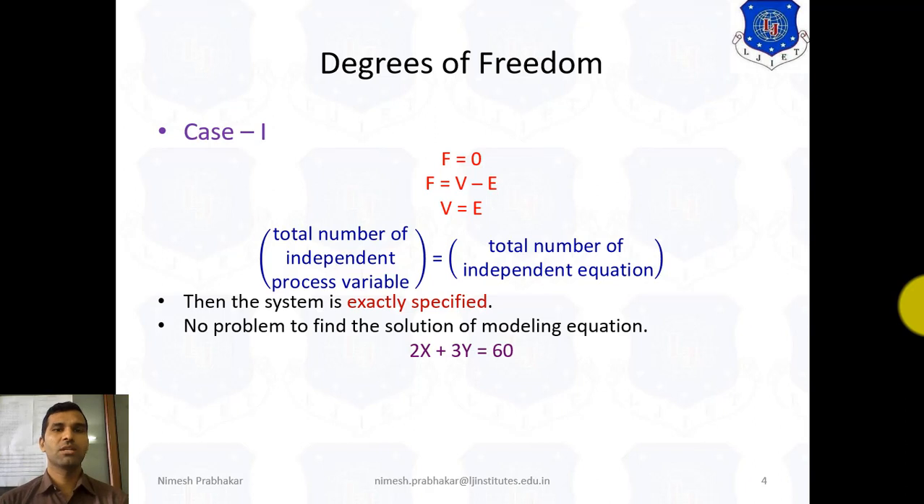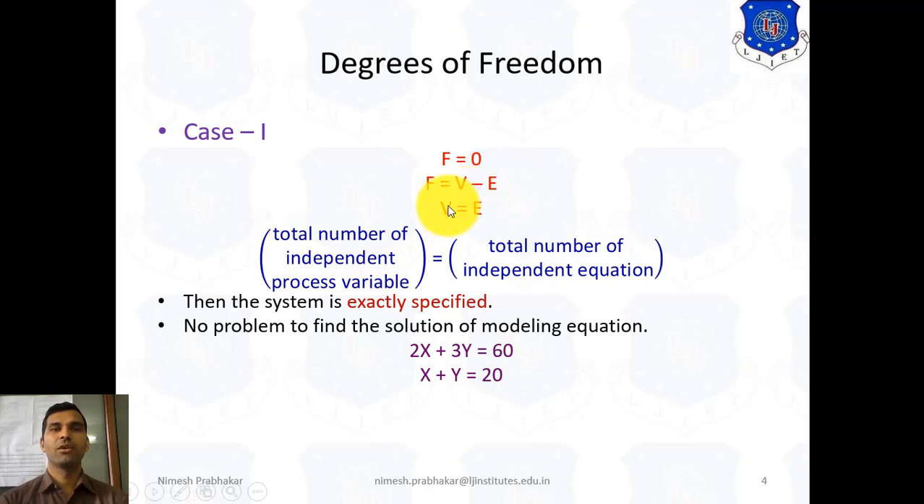Now to understand this, we consider two mathematical equations. The first equation is 2x + 3y = 60, and the second equation is x + y = 20. Here we consider x and y as independent variables. So the number of variables is 2, the first one is x and the second one is y, and the number of equations is also 2. So V = 2, x and y, and the equations are also 2.